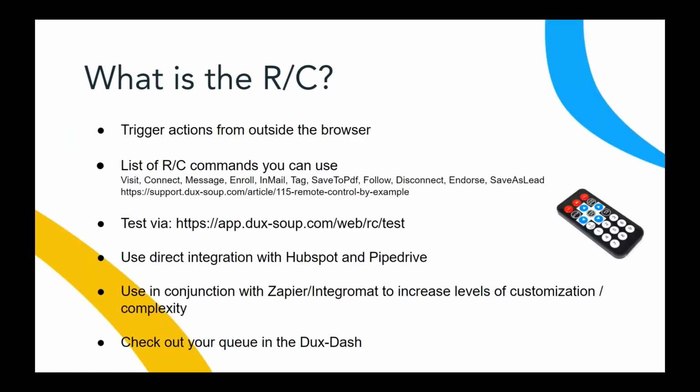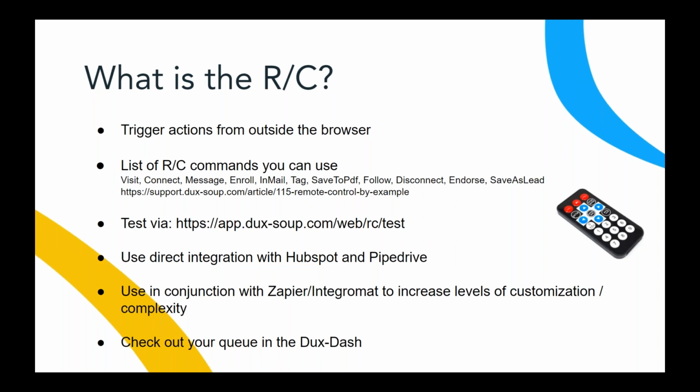So what is the remote control? Well, with the Dux-Soup remote control, you can trigger automated LinkedIn actions from outside of the web browser. So that means you can trigger the sending of a connection request, including a personalized message, to a specific profile in LinkedIn, for example, from HubSpot. You can trigger this when a new lead is created and the LinkedIn profile URL is added. So the LinkedIn profile URL is really, really important to have in order for it to work correctly.